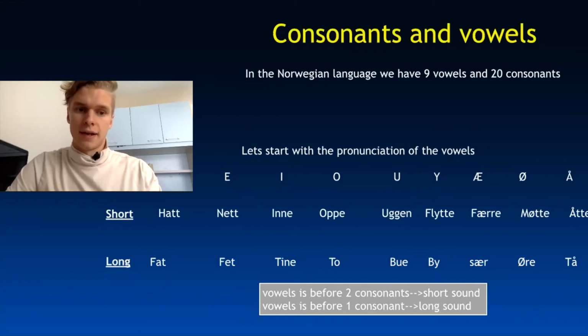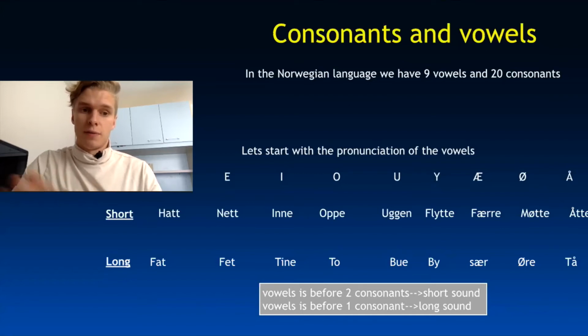Look at the line for short. The first word is hott, which means hat. You can see here that we have a double consonant, the double T, and before that is a vowel. What happens is that we put pressure on the double T.